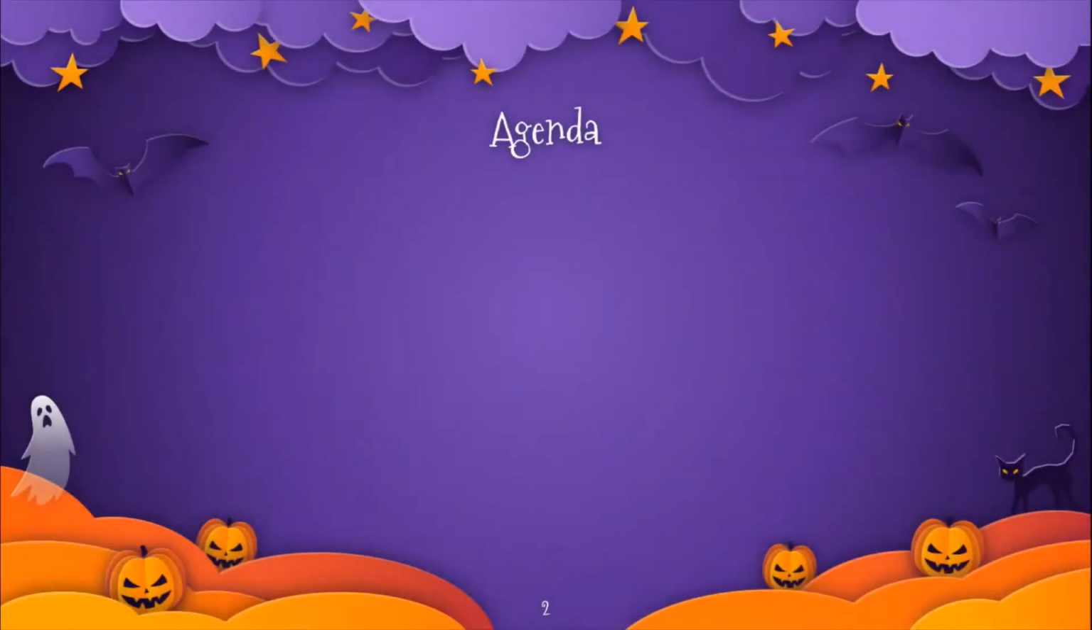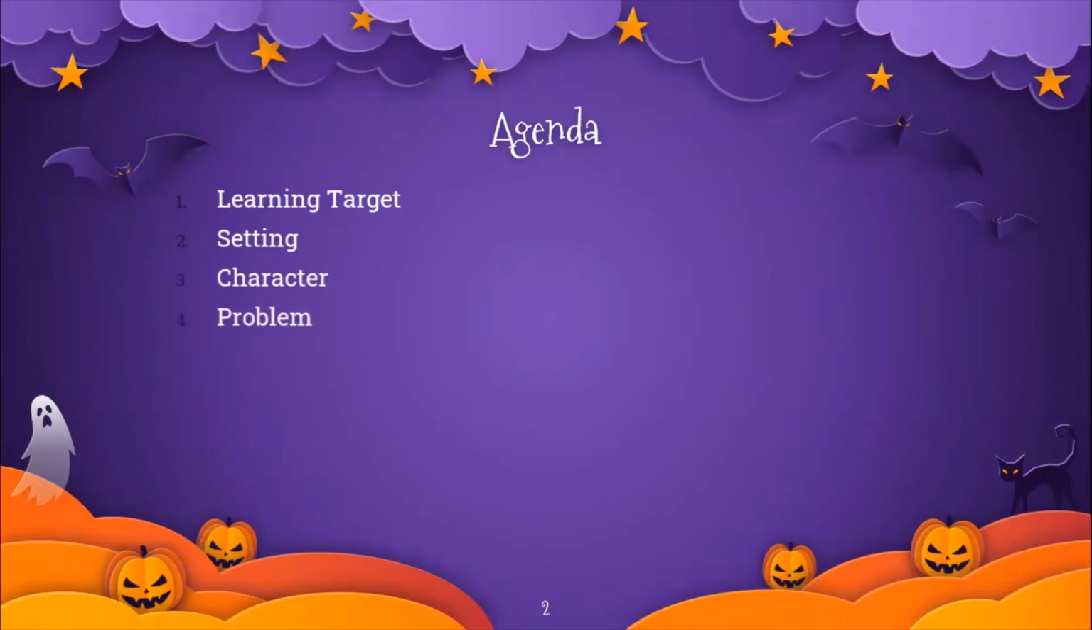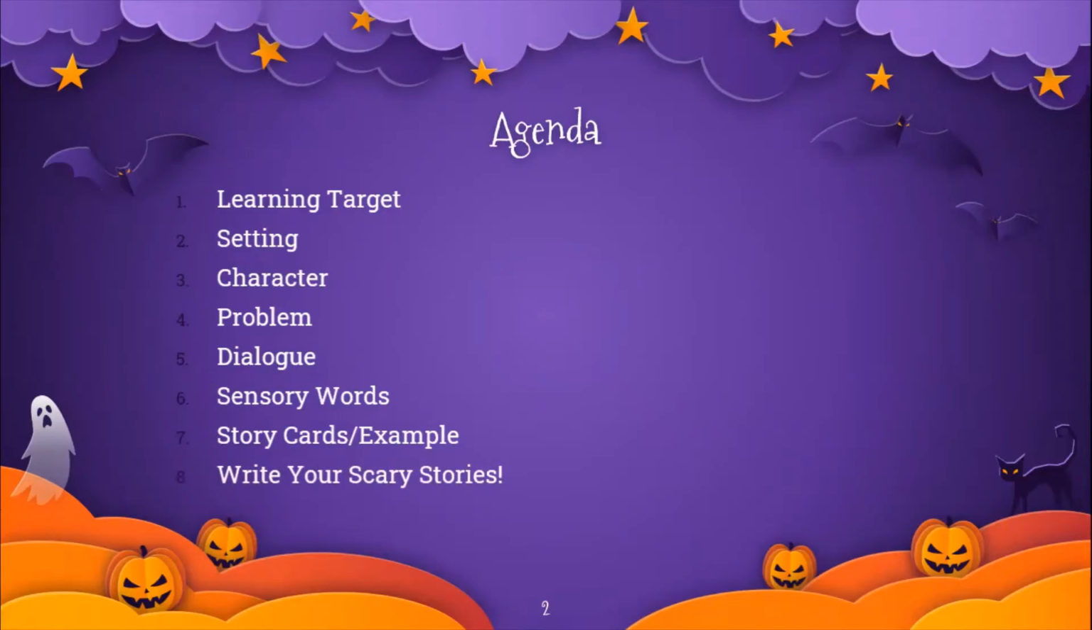So let's go through our agenda for this activity. We're going to start with the learning target, and then we're going to have short reviews of setting, character, problem, dialogue, and sensory words, because these are all important for your scary story writing. And then we'll look at the story cards that you'll be using, plus an example so you know how to use them when you write your story. And then it'll be your turn to write.